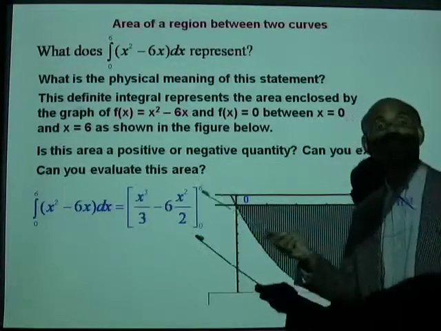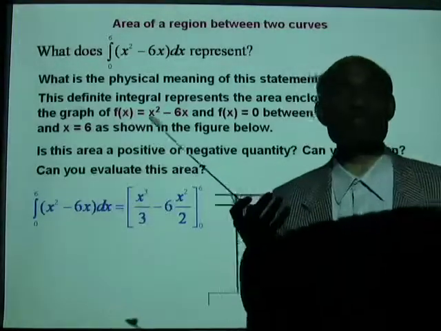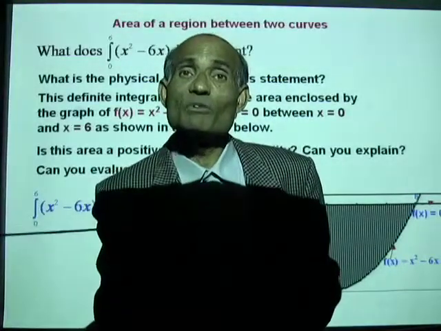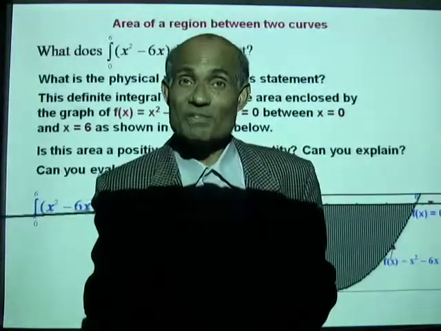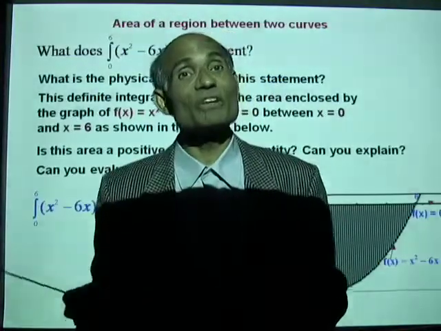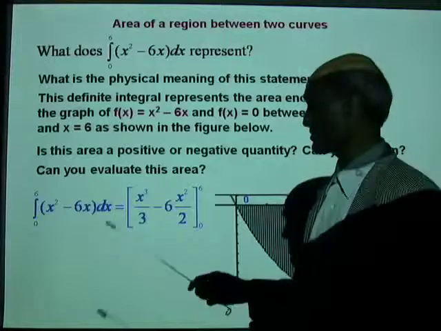The area enclosed by the graph of a function with the x-axis, if the area is below the x-axis, that is a negative quantity. If the area is above the x-axis, it is a positive quantity.